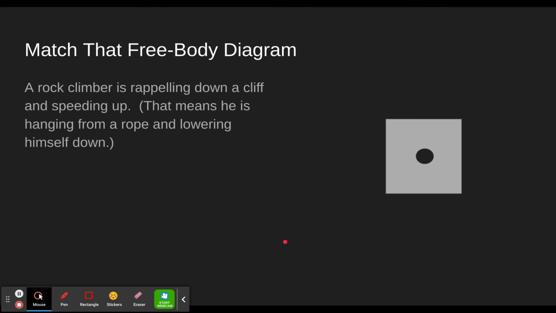All right, a rock climber is rappelling down a cliff and speeding up. That means he is hanging from a rope and lowering himself down.